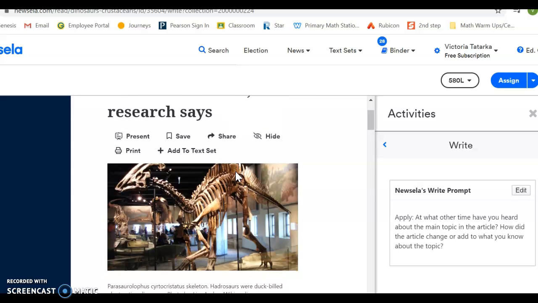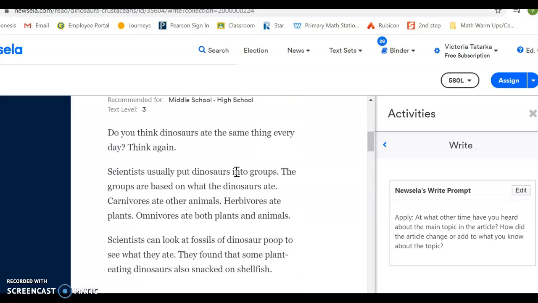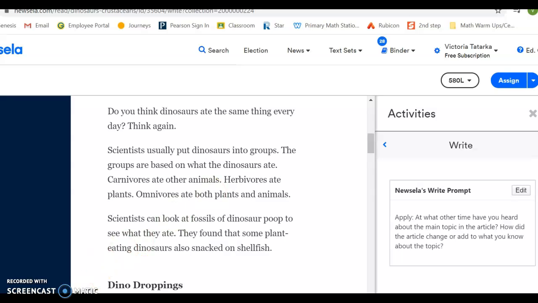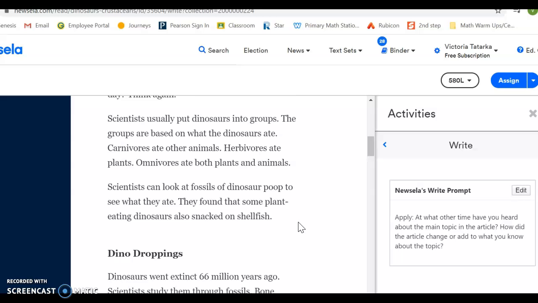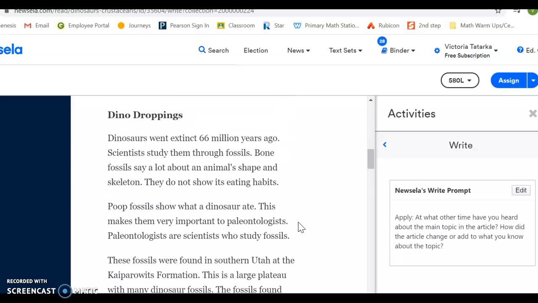Now, this is a tricky article to read, so I'm going to read along with you. Do you think dinosaurs ate the same thing every day? Think again. Scientists usually put dinosaurs into groups. The groups are based on what the dinosaurs ate. Carnivores ate other animals. Herbivores ate plants. Omnivores ate both plants and animals. Scientists can look at a fossil of dinosaur poop to see what they ate. They find out that some plant-eating dinosaurs also snacked on shellfish.